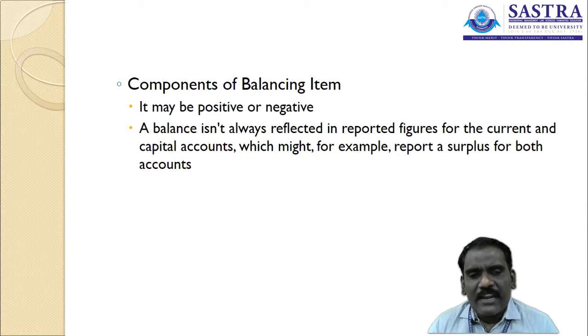And the components of balancing items may become positive or negative. The balance isn't always reflected in the reported figures in the current and capital account, which might, for example, report a surplus in both accounts.